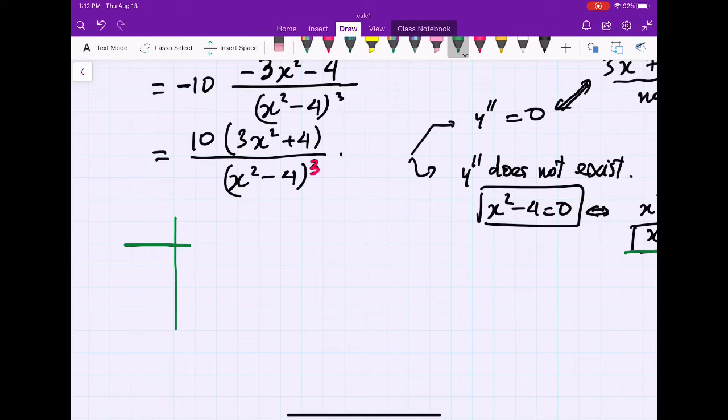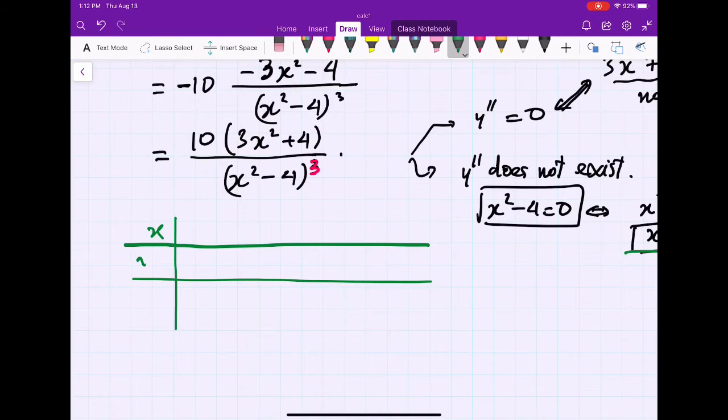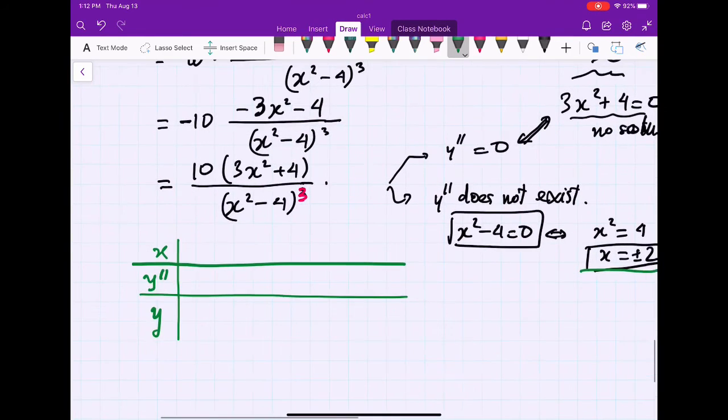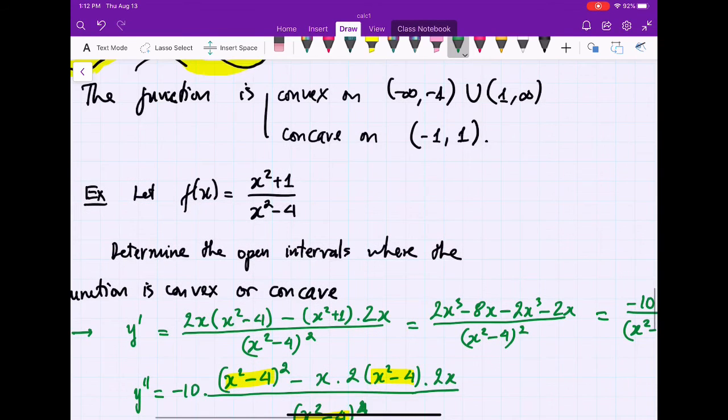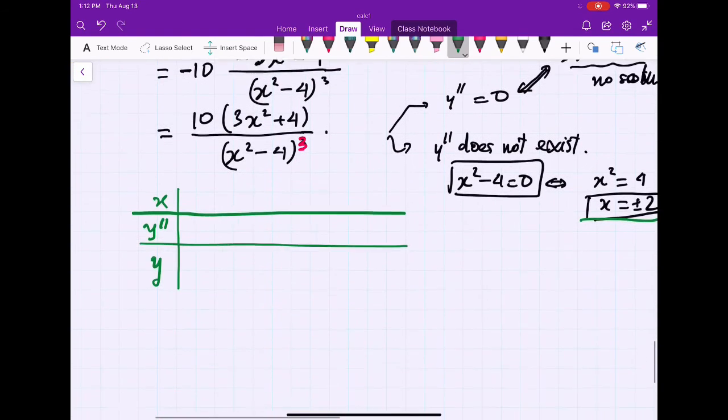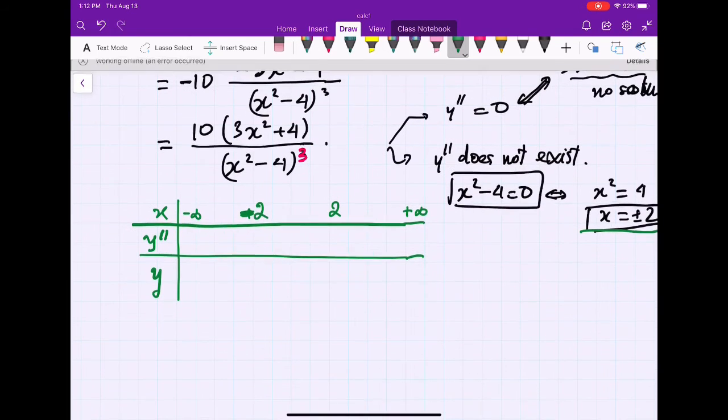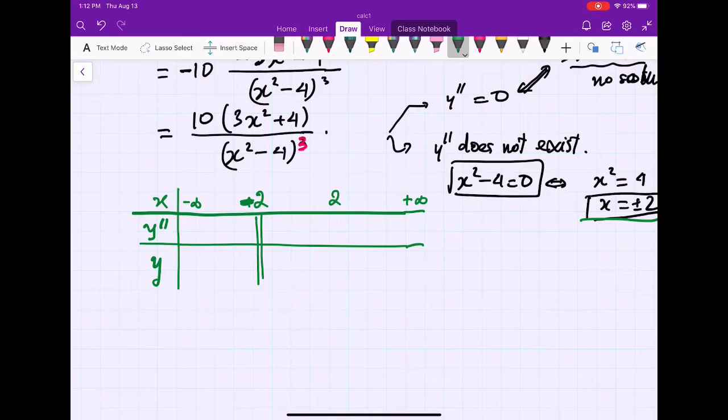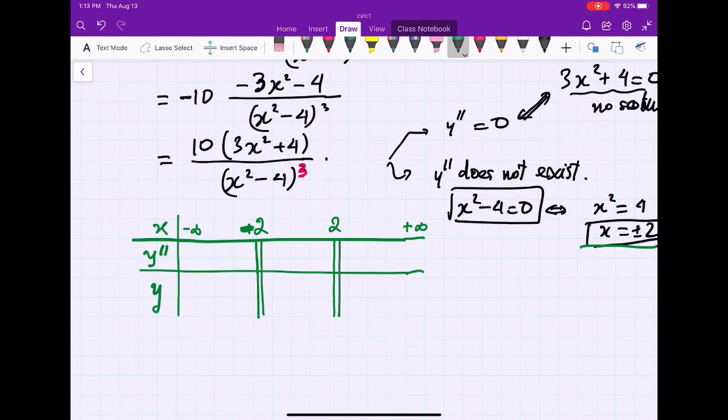So I make a chart: x here, y double prime here, and then y here. The function is defined everywhere except 2 points. The domain of the function is the whole number line except plus and minus 2. In the first row, we have negative infinity, negative 2, plus 2, and infinity. And we know at these 2 points, the function and the second derivative are not defined, so I write 2 vertical lines here. That means poles; the function is not defined. Agree? And then we have 3 intervals.